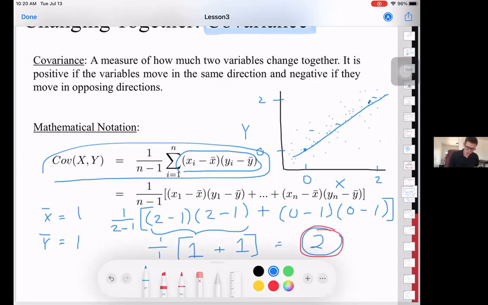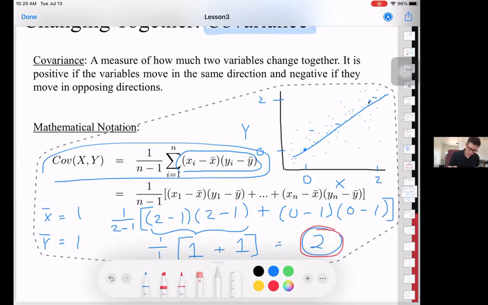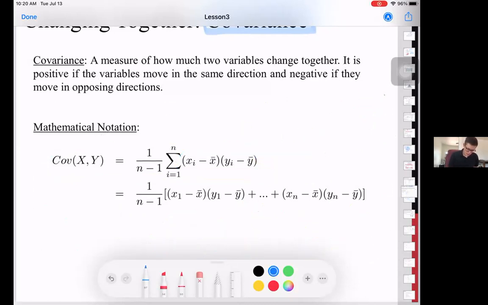So let me do the opposite example really quick. The opposite example is, say we have 2 points, but they go the other direction. So when X is high, Y is low.